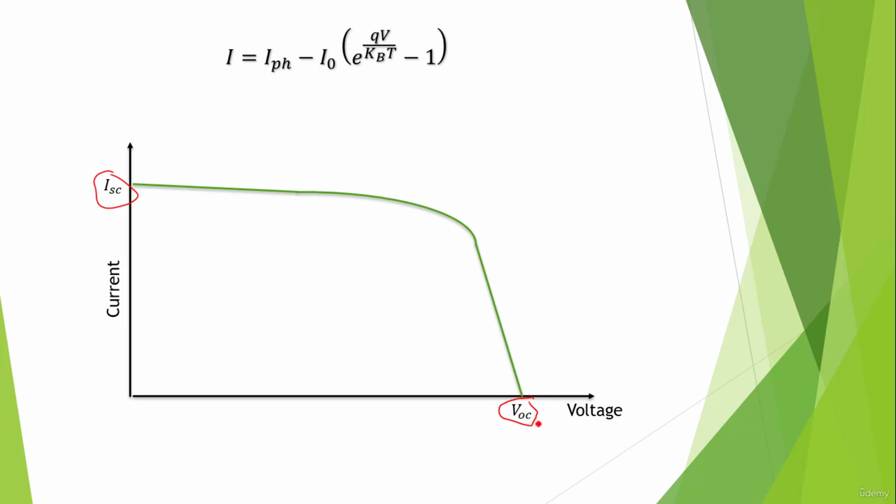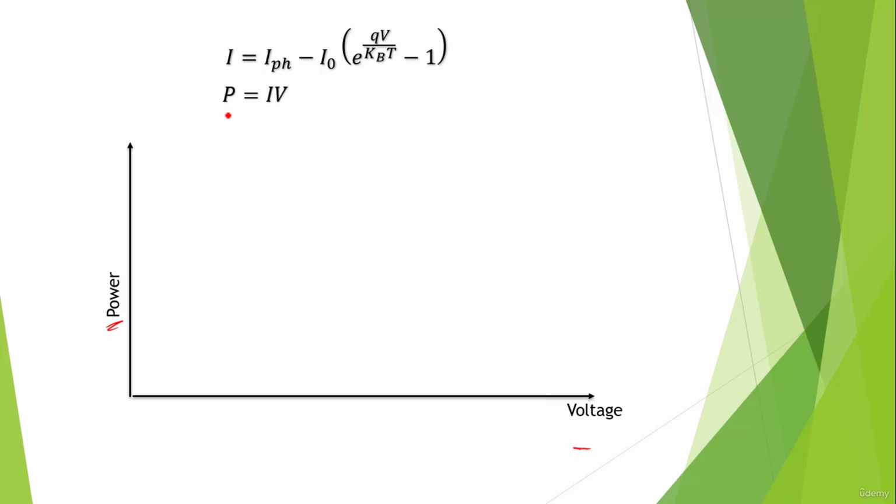When we try to estimate the relationship between the power and the voltage, we can calculate it from the normal equation of the output power, which is equal to output current times output voltage. So when we put in the value of current, we get the power equal to V times I_PH minus I_0 times the exponential of QV over K_B times T minus 1.